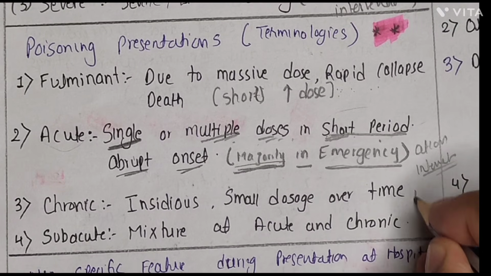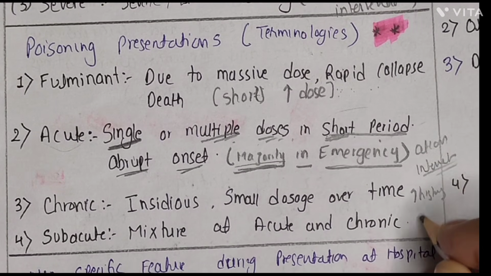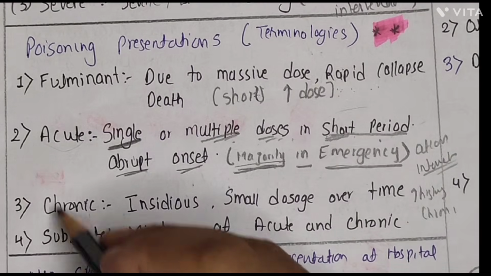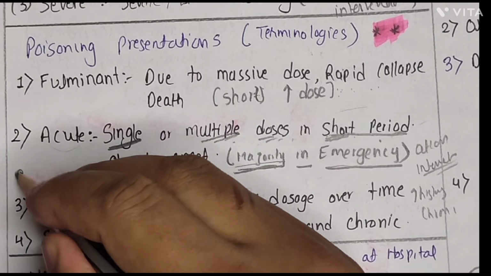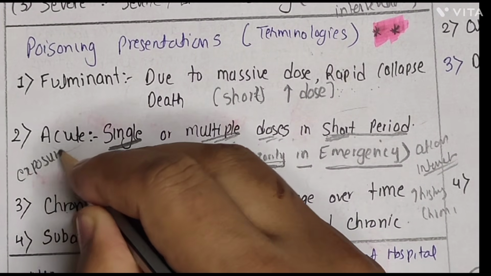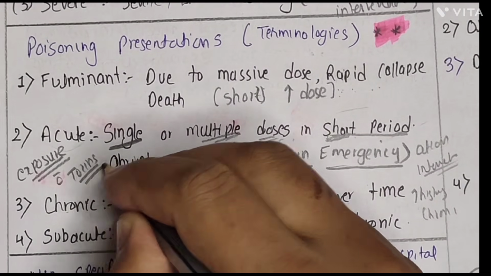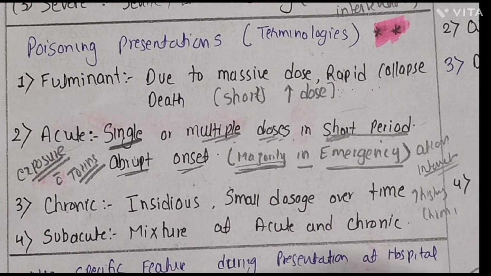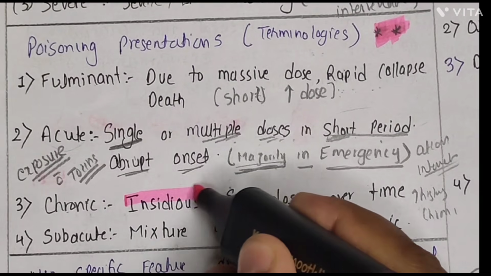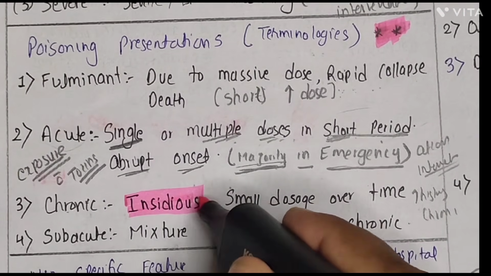This history is very long. Exposure is very chronic, right? This is all related to the exposure, exposure with toxins. Now here in chronic, the arrival of symptoms will be in an insidious manner.